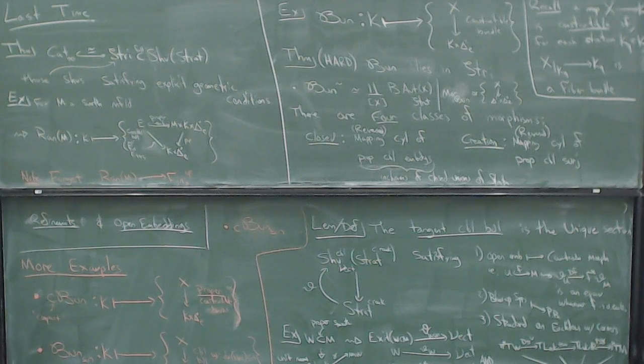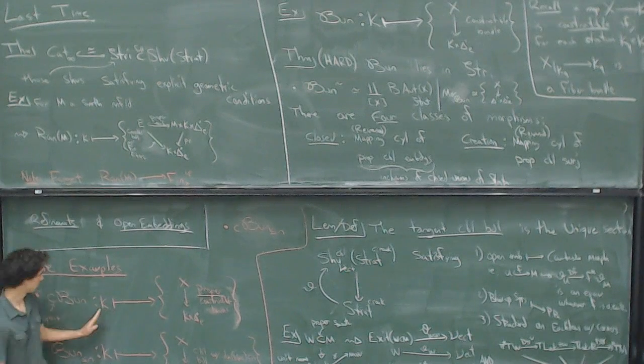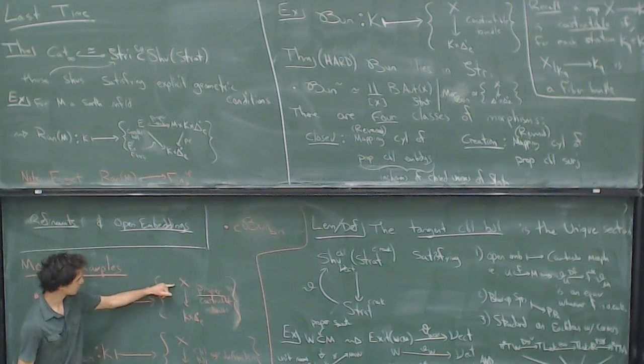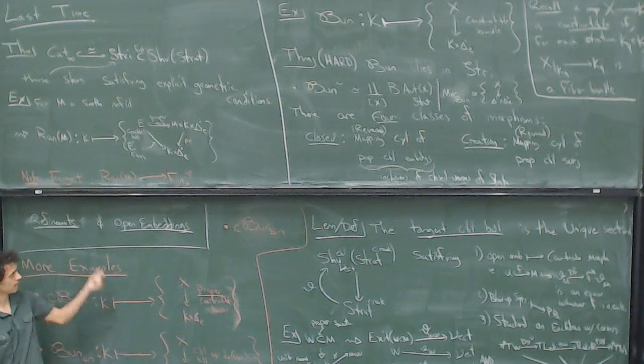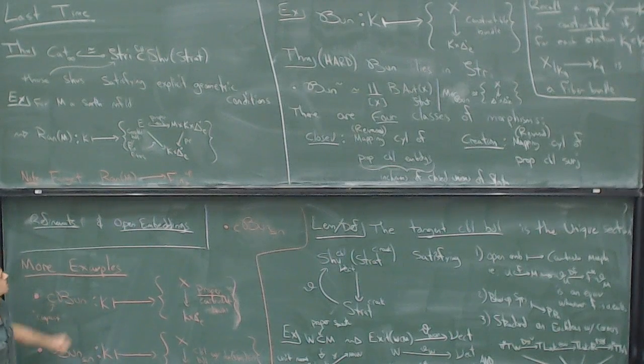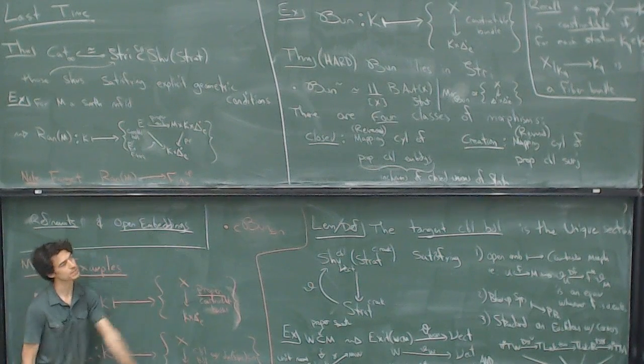So let me just write down some small modifications of Bun that I was going to do in this lecture anyway. So another example is I just put a prescript C for compact. It's where it's just like Bun, except I inserted the word proper. So this map is proper. In particular, the fibers are compact, and there's no open embeddings. It excludes this class of morphisms.